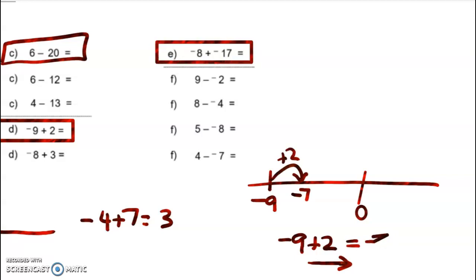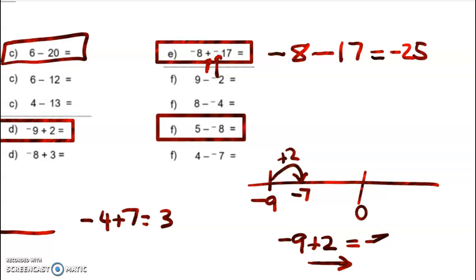1E question, -8 plus -17. So I'm going to rewrite that one straight away now as -8 take away 17. That's because I know that this is saying go forwards, this is saying go back. -8 minus 17 will give me -25. And one of the F ones, 5 minus -8 is equal to 5 plus 8, which is simply 13.